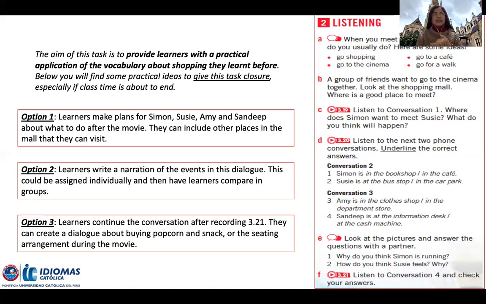With readings, another good idea is to role play, being some of the participants in the story. So there are lots of ideas of application tasks that can give your lesson, your session, a closure. And again, students go home feeling accomplished.